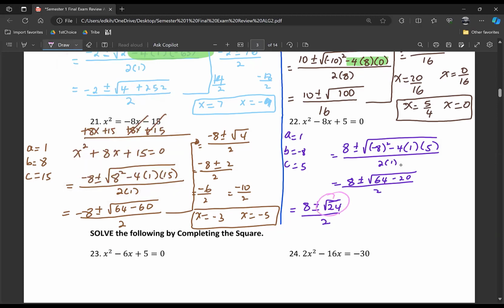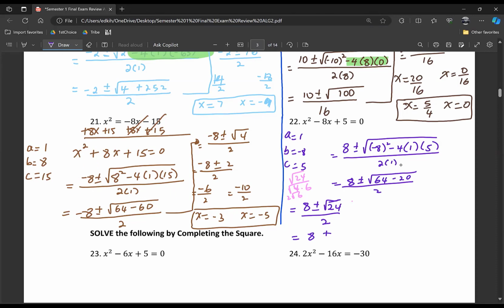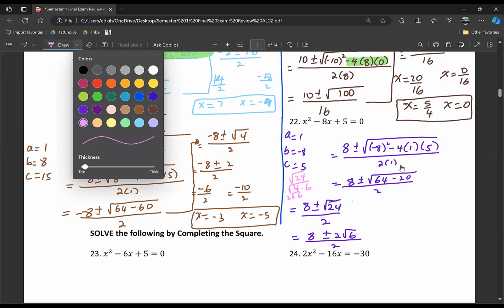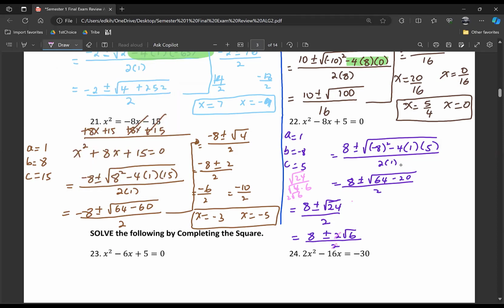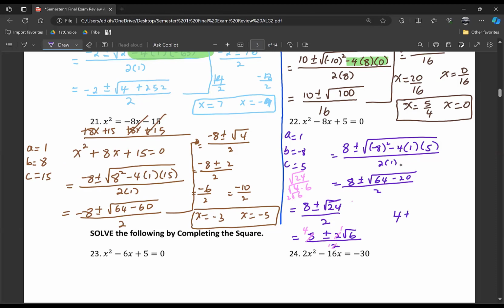We can't leave it like this. So remember, we learned how to simplify radicals. This square root of 24 breaks down to 4 times 6, which then breaks down to 2 root 6. So I'm going to rewrite this as 8 plus or minus 2 root 6 over 2. And if you look carefully, you're going to notice 2 goes into all of these. 2 goes here and also here. 2 goes here 4 times, 1 and 1. So a final answer, which I'm going to write here, is 4 plus or minus the square root of 6.